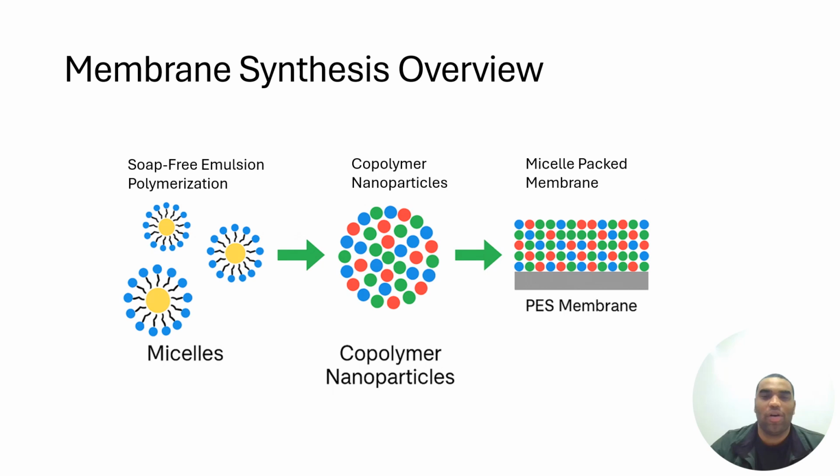The synthesis involves copolymerizing two key monomers, N,N-dimethylaminoethyl methacrylate (DMC) and methyl methacrylate (MMA) in water using free radical polymerization. Due to their amphiphilic nature, these monomers self-assemble into micelles in the aqueous phase. These micelles act as the building blocks for nanoparticles, which are later used to fabricate the nanofiltration membrane. After nanofiltration synthesis, the particles are packed and thermally annealed to form a defect-free, high-density membrane structure.